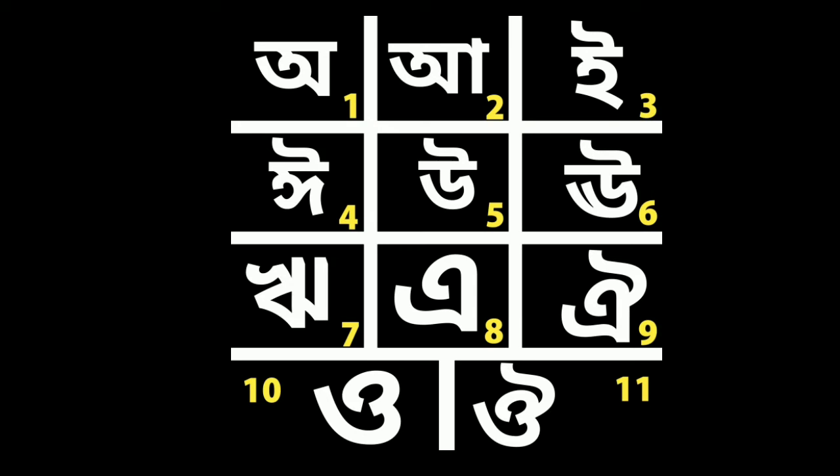We are now learning the pronunciation. I am pronouncing by marking. This one is Shoryo. This one is Shoya. This one is Rashoi. This one is Dirghoi. This one is Rashu. This one is Dirghu. This one is Ri. This one is A. This one is Oi. This one is O. And this one is O.